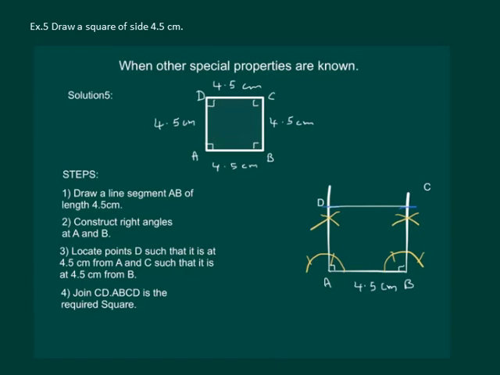After joining CD, ABCD is the required square.